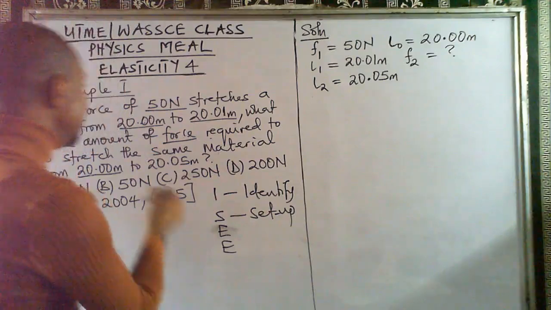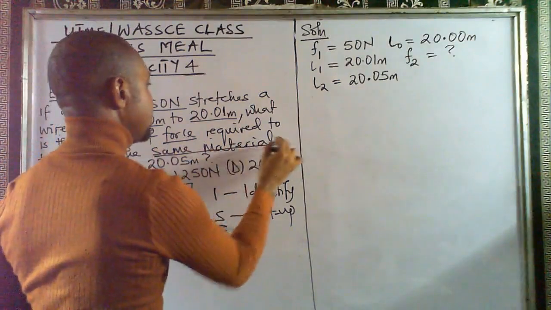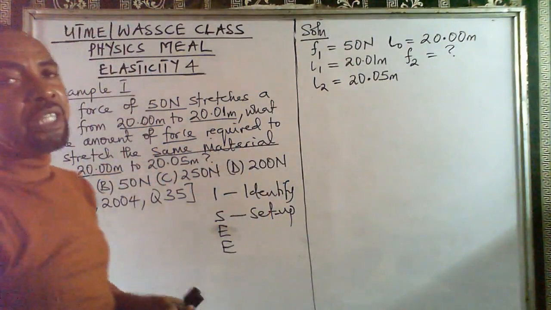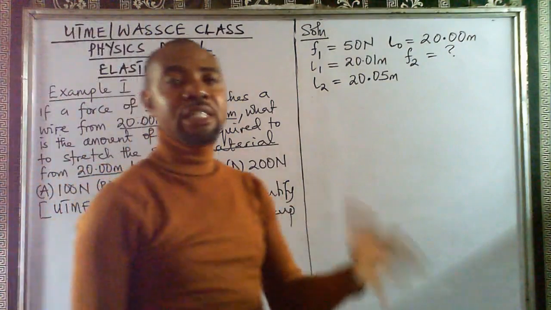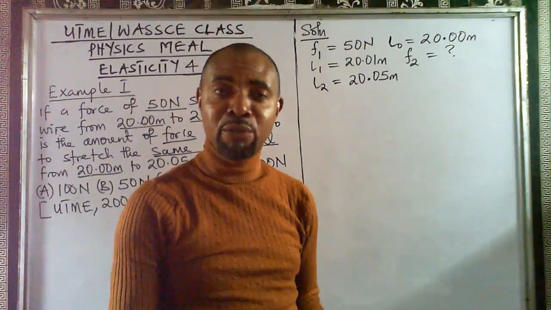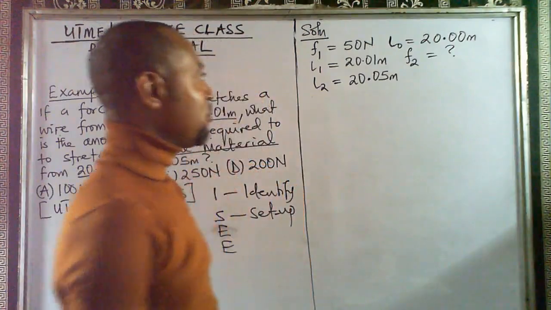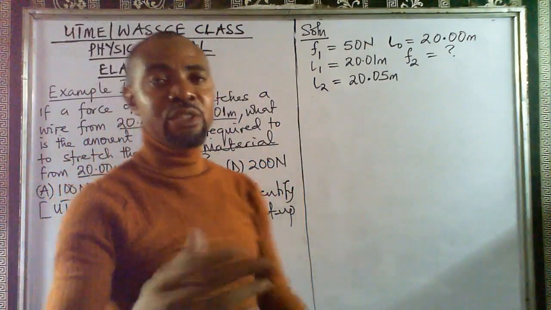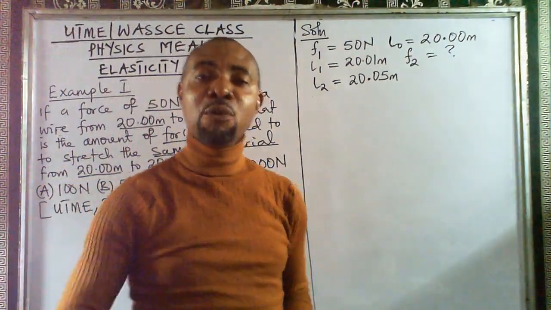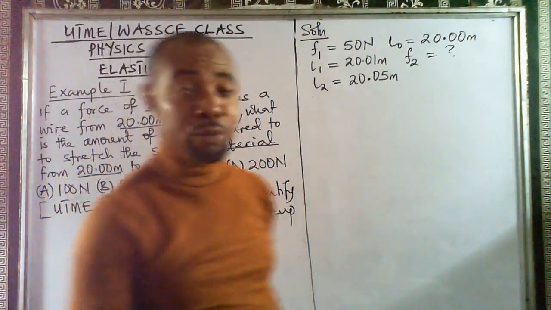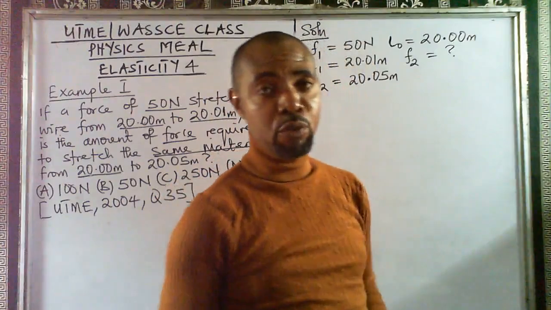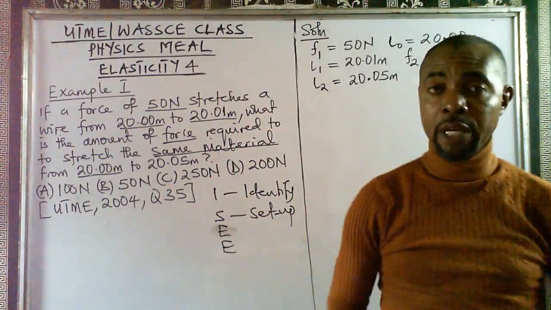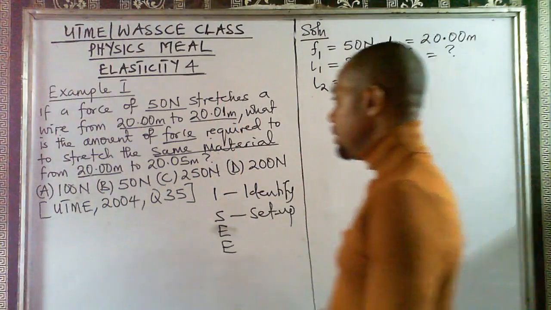Now, the same material. You remember that we say that the force constant is constant if the material remains what? The same. So K1 is equal to K2. And when we say that, it helps us to generate more equations that can help us in solving problems involving Hooke's law. Yes, we saw that together. So let's look at this.